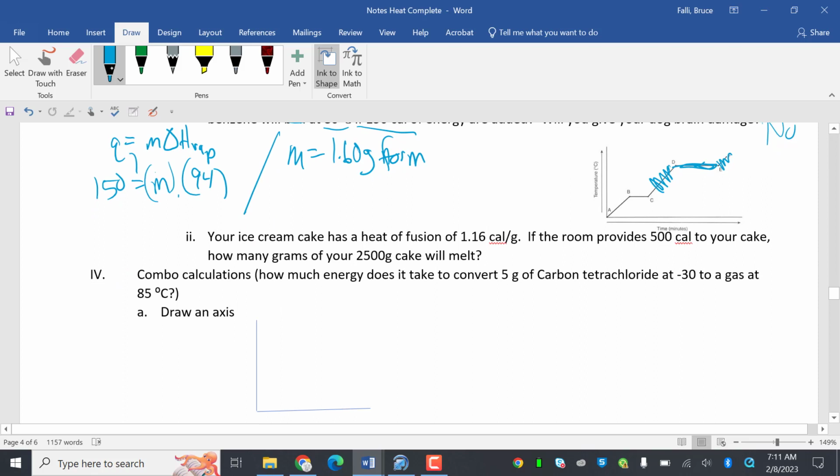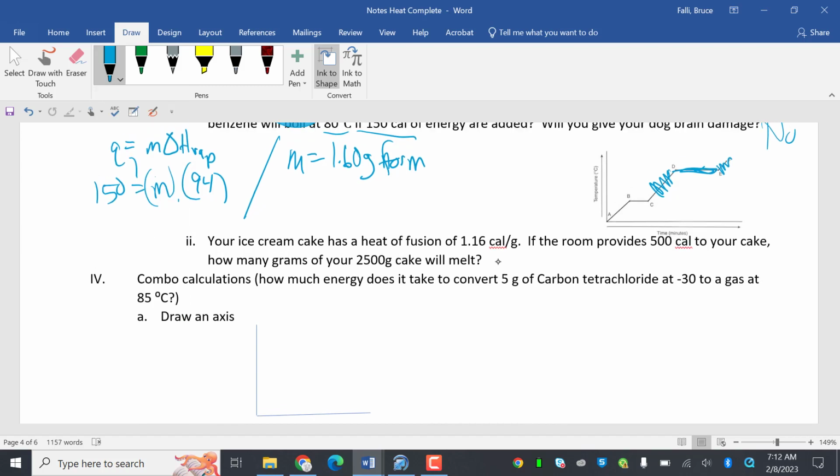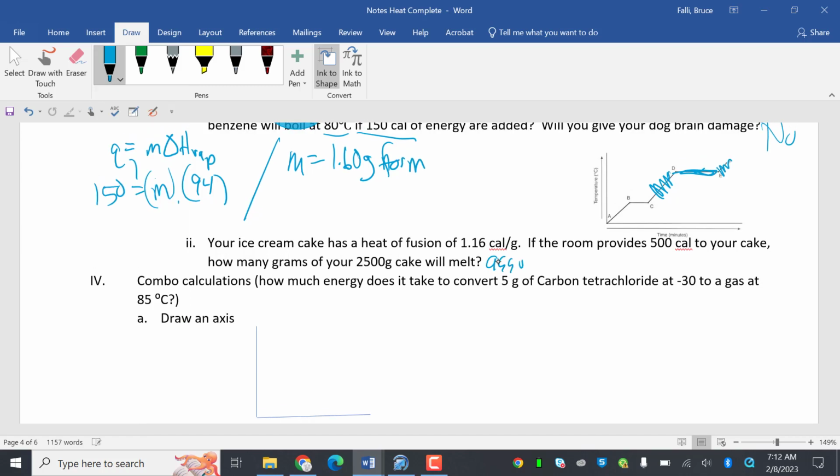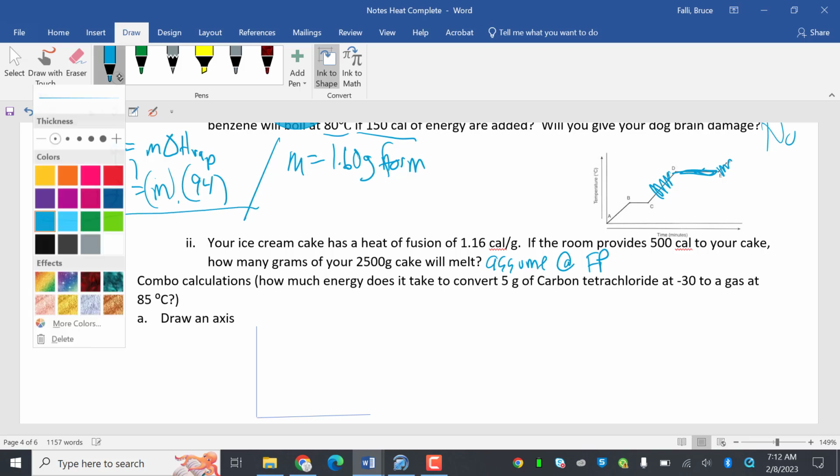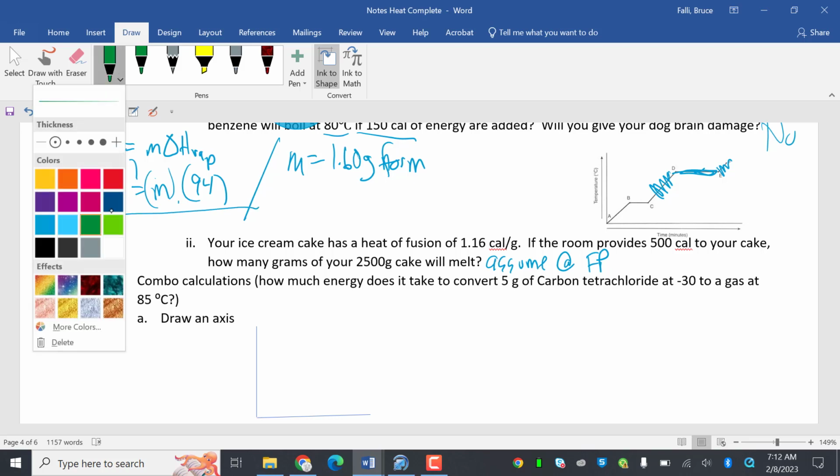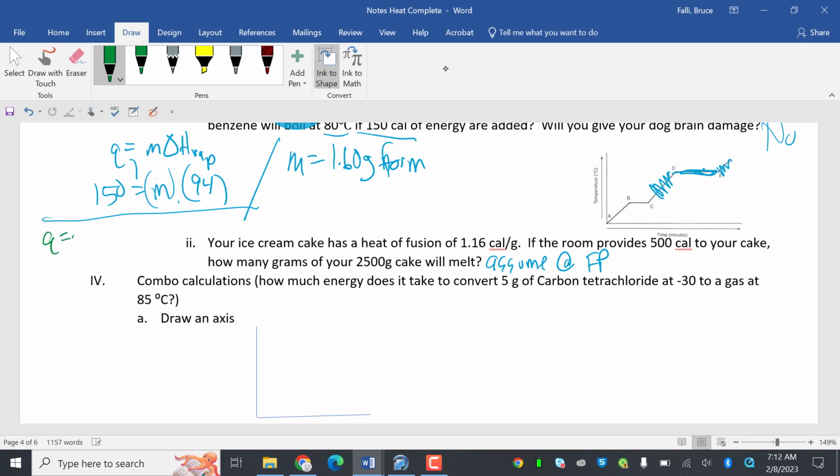Okay, your ice cream cake has a heat of fusion of 1.16 calories per gram. If the room provides 500 calories to a cake, how many grams of your 2,500 gram cake will melt? We're going to assume we are at freezing point for the cake already. So we're going to do, again, Q equals M delta H fus.